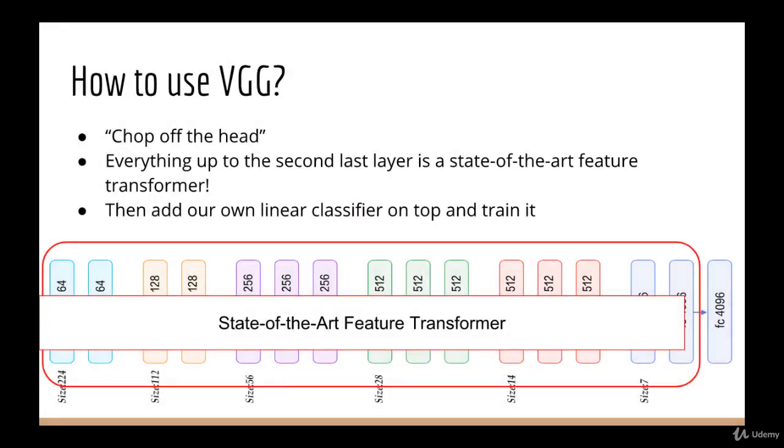And so the way to use VGG for new problems is to use all of VGG except for the last layer. That last layer is just a linear classifier designed to recognize whatever the 1000 classes of ImageNet are. So we can just throw that out. We want to make the assumption that the first part of VGG is a state-of-the-art feature transformer. It's been trained on millions of images, after all. Sometimes people call this chopping off the head. Once we've removed the last layer of VGG, we can put on our own linear classifier and train it on our dataset.